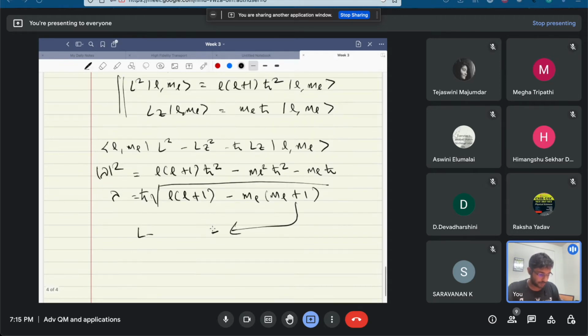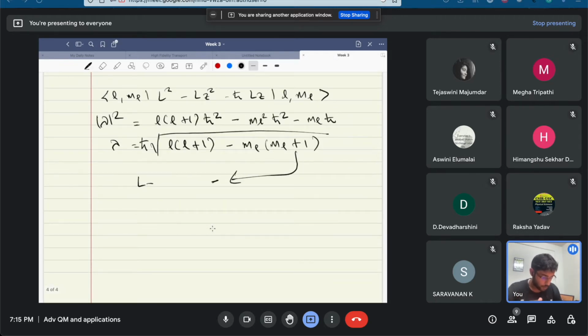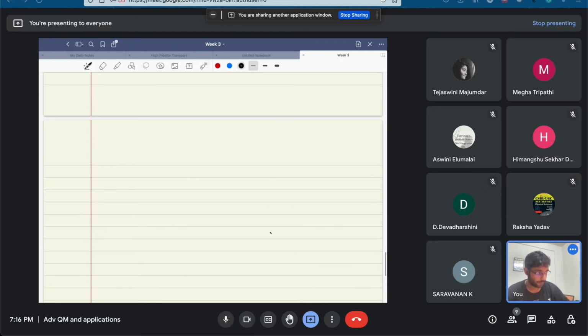Okay, so till now we were looking at the angular momentum operators only. So now what we are going to discuss is quantum entanglement, which is the main theme of the assignment. Okay, so I'll go to the next page.